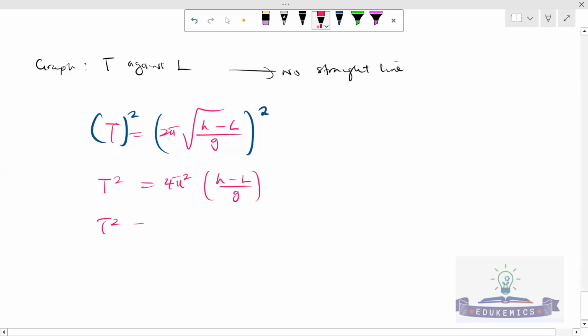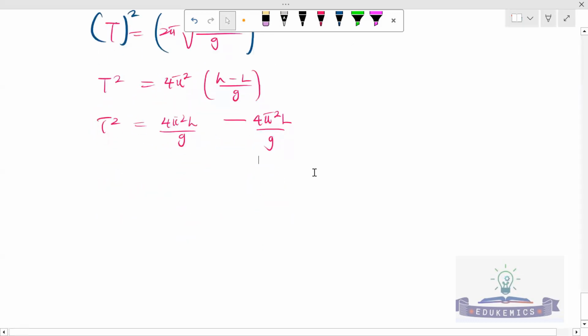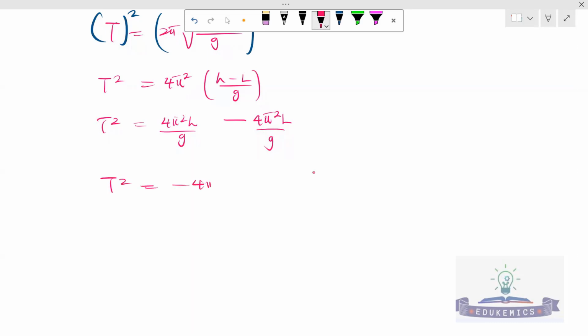So let me expand. We have 4 pi squared h over G minus 4 pi squared L over G. So we've transformed this equation. So let me rearrange the equation. T squared equals minus 4 pi squared L over G plus 4 pi squared H over G.